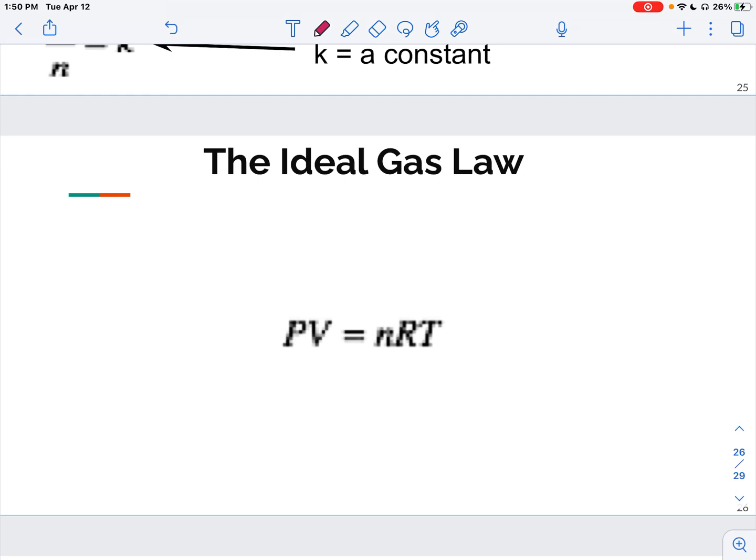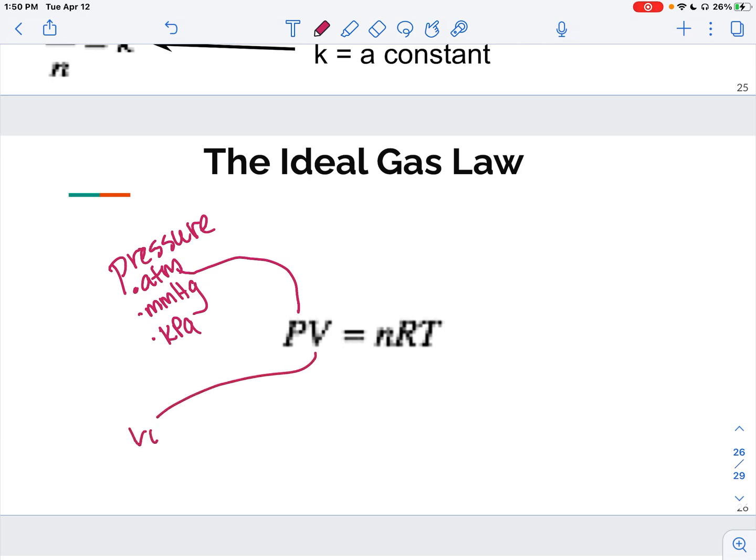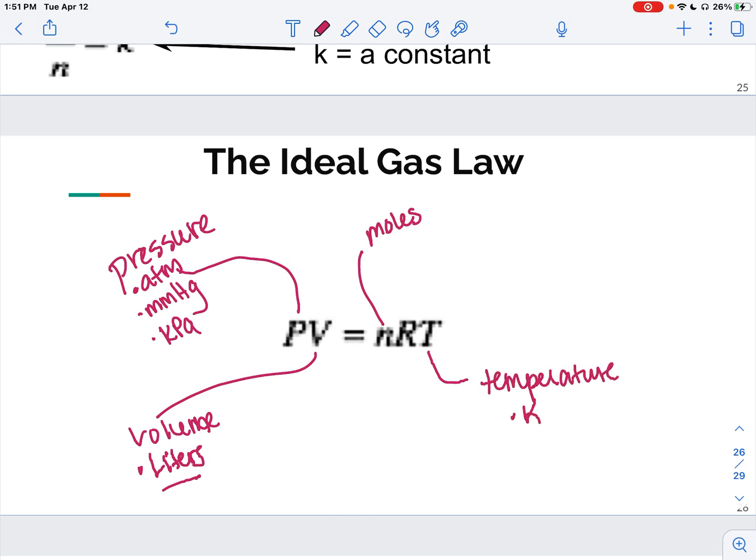So the ideal gas law works the same basic way, except we also have something called the ideal gas constant. So we have pressure, and we have the same units for pressure: atmospheres, mmHg, kPa. We have volume. This time volume has to be in liters. We can't have milliliters, and that's because of the constant R. We have moles. We have temperature, which still must be in Kelvin. And we have the constant.